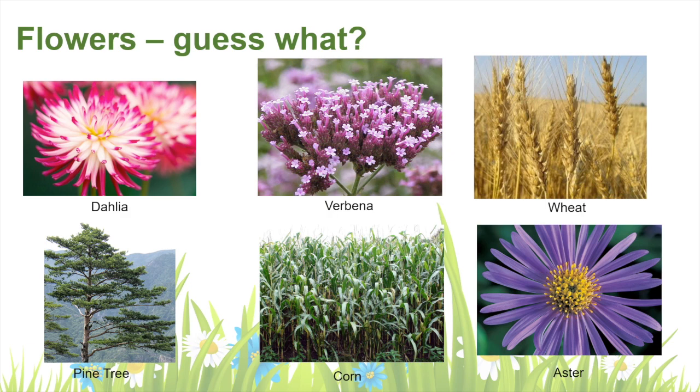Yes, the plants with flowers, the dahlia, verbena and aster here, are animal pollinated, which is why they have bright flowers to attract pollinators. And then we have the plants without the very obvious flowers, pine trees, corn and wheat, which are wind pollinated and therefore don't need bright flowers to attract pollinators. Well done.